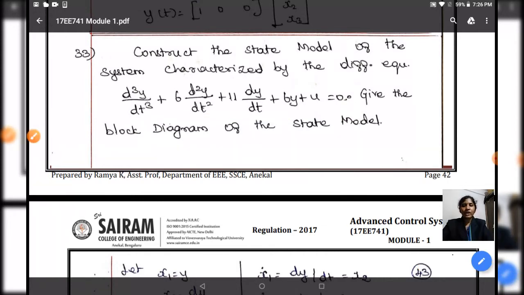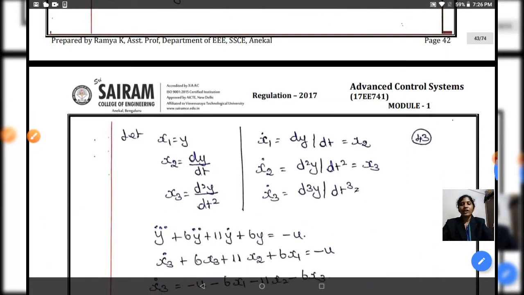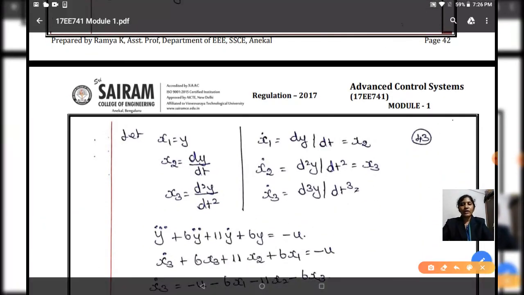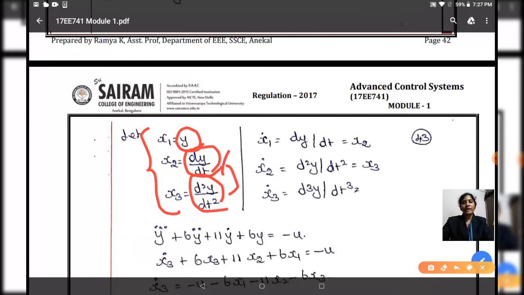Here the order of the equation is 3, so you will get 3 state variables, that is x1, x2 and x3. As discussed earlier, your first state variable is going to be your system variable and the other state variables are the derivatives of your previous state variable. So you will get x1 is equal to y, x2 is equal to dy by dt, x3 is equal to d square y by dt square.